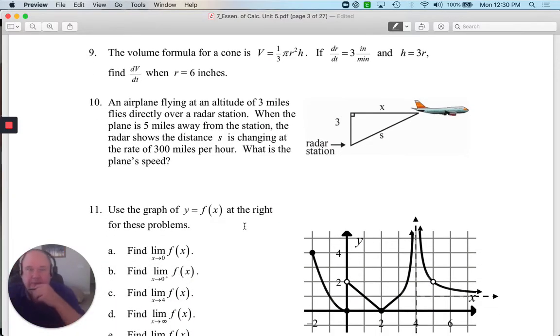Number 10, you have an airplane. And it says it's flying at an altitude or height of 3 miles. When the plane is 5 miles away from the station, the radar shows the distance s is changing at a rate of 300 miles per hour. What is the plane's speed? So we have a right triangle. I'm going to draw it.